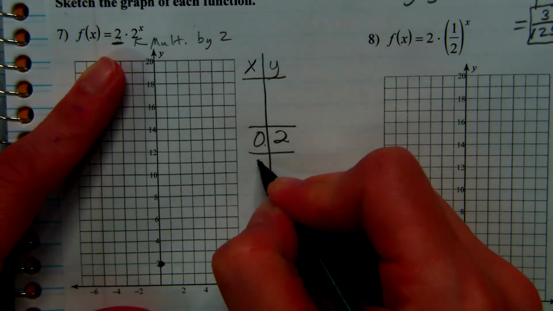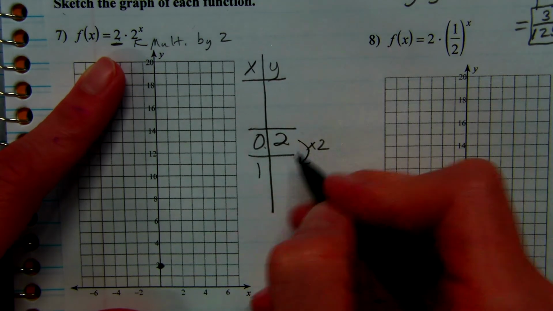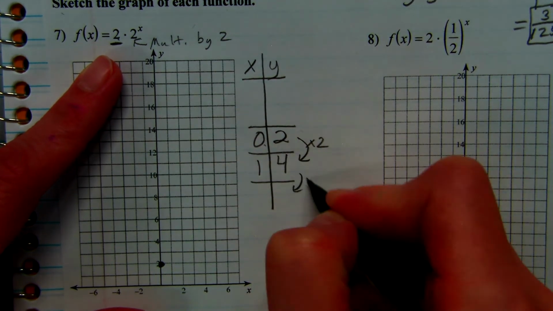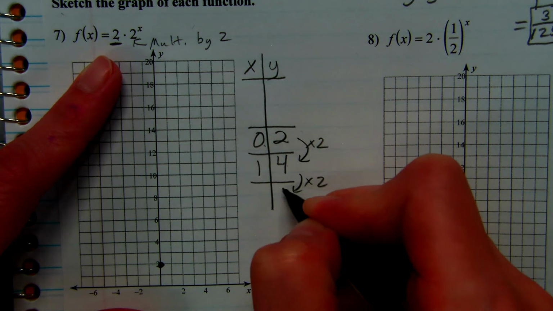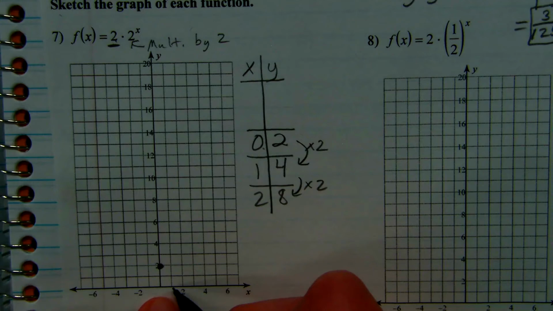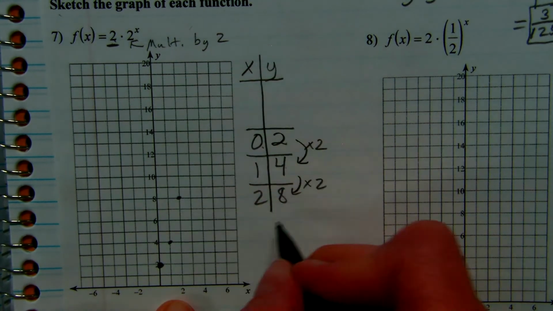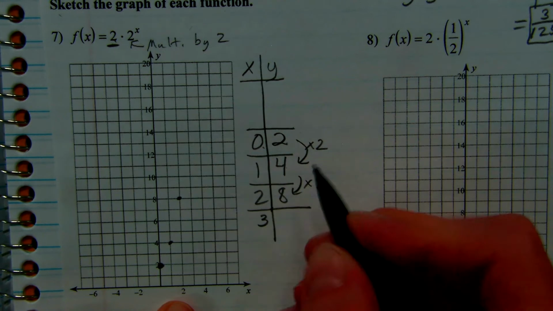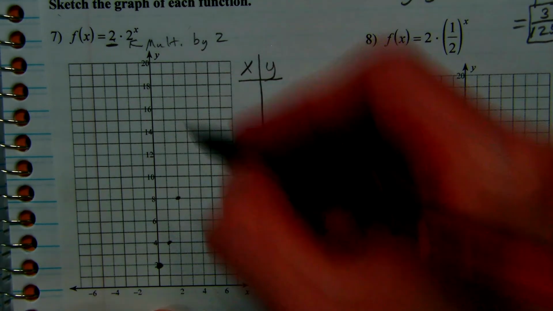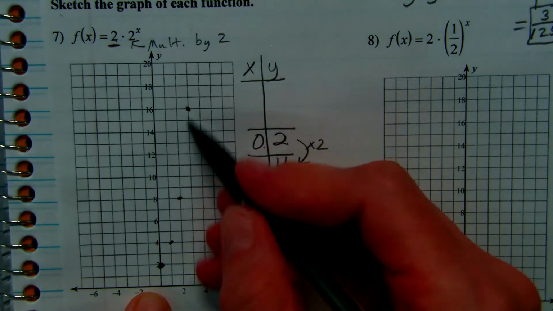So if I go to 1, to go from here to here, I'm going to multiply by 2. So 2 times 2 is 4, and then I'm going to multiply by 2 again. So 4 times 2 is 8. And so I've got a couple more points. I can do (1, 4). I can do (2, 8). Let's go one more and put in 3. So for 3, it would be 16. So we've got the right-hand part of our graph.